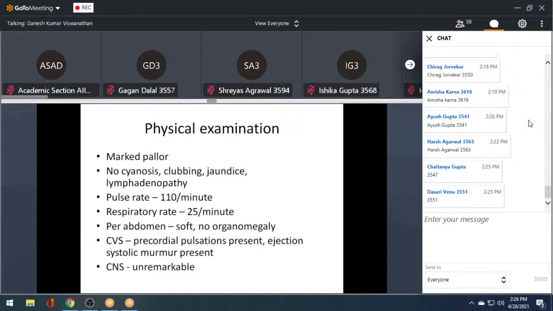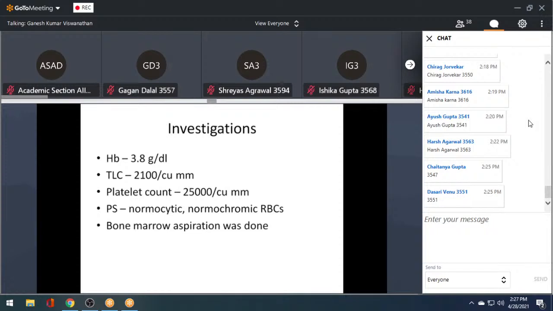Next, there is an ejection systolic murmur, which is again due to hyperdynamic circulation, and CNS in this case is unremarkable. So next we did some blood investigations, and the results are given here: hemoglobin, TLC, platelet count, and findings of the peripheral smear. We'll come to the bone marrow.